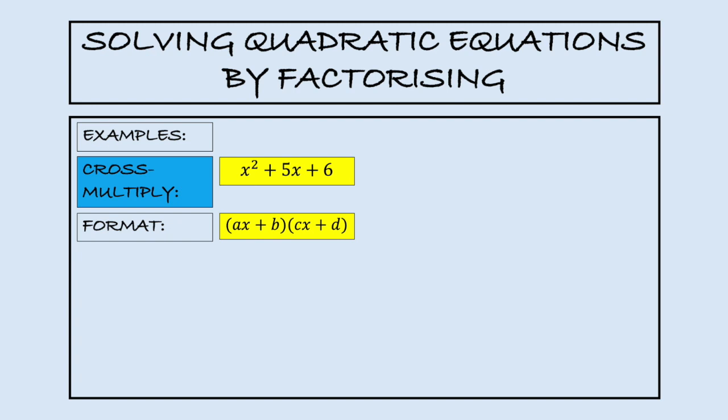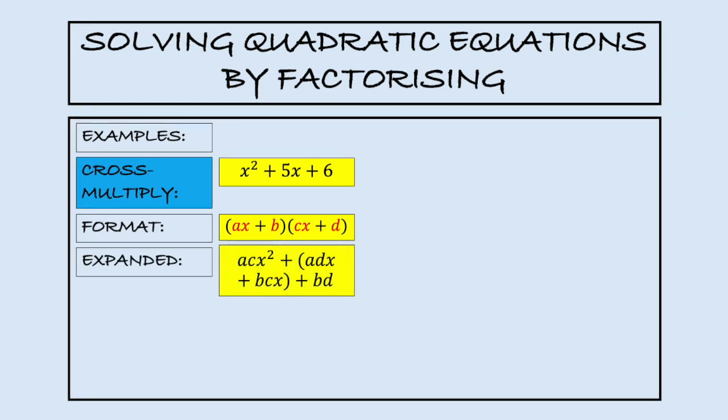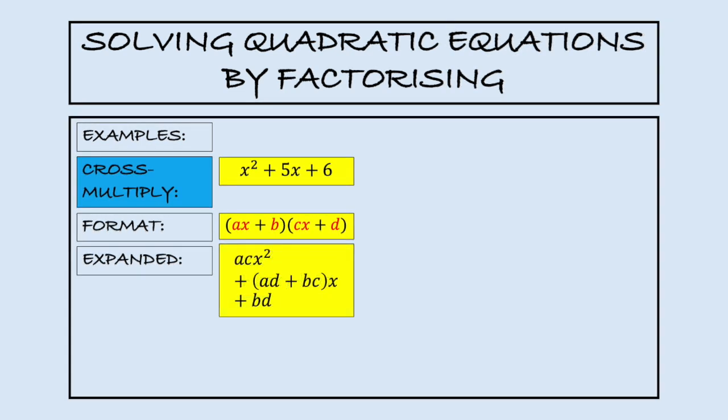By algebraically expanding these numbers, you would get acx squared plus (adx plus bcx) plus (b plus d). By dragging out the common terms, we return to the form that we have been used to, which is ax squared plus bx plus c.